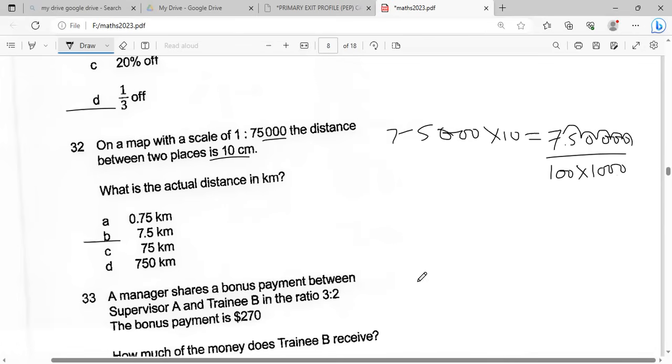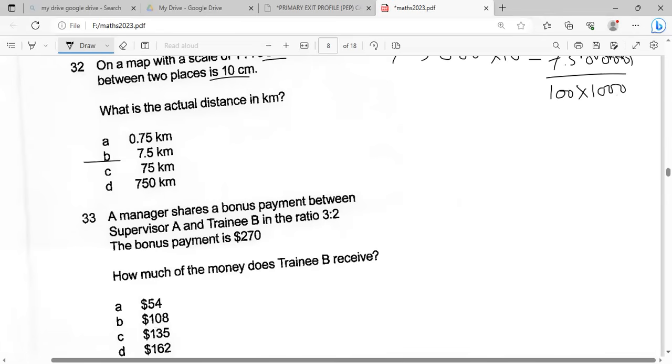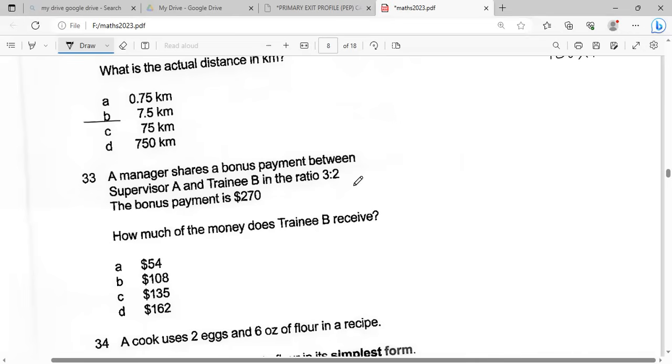A manager shares a bonus payment between the supervisor A and trainee B in the ratio 3:2. How much money does the trainee B get? So basically his share is 2. So we add the total ratio, which is 2 plus 3, which gives us 5. But he's going to get only 2 out of the 5. And the total money being shared is 270. So 5 into 27 goes 5, 5 times 5 is 25, remainder 2, and this comes down, 5 into 20, 4 times, this is 108. So he gets $108.